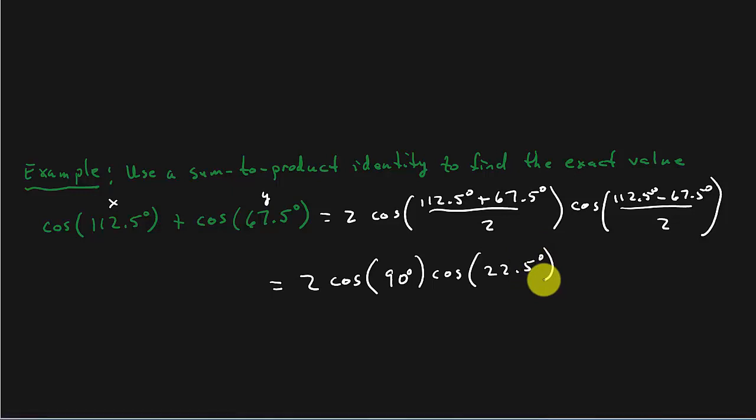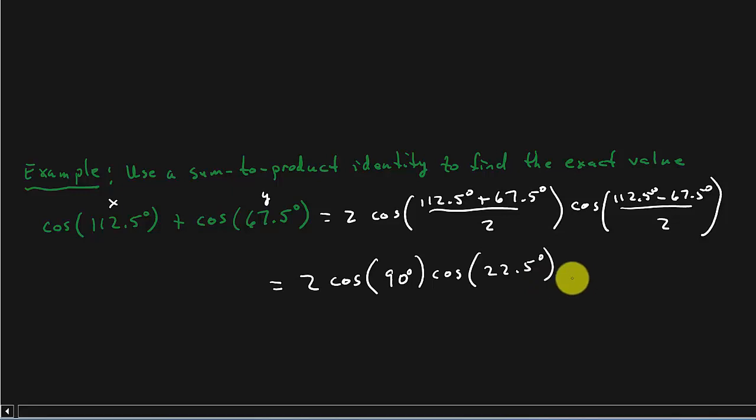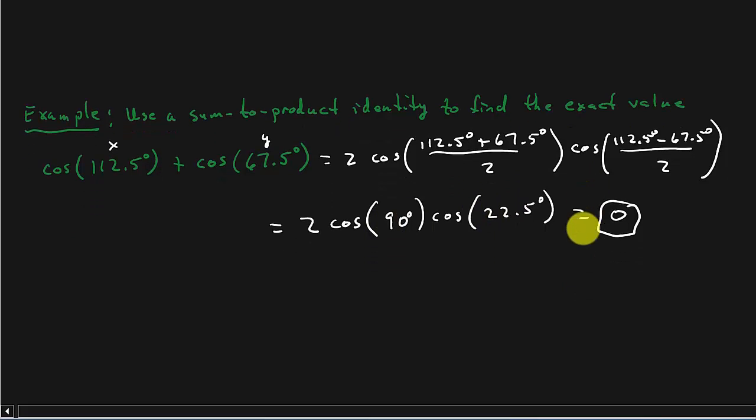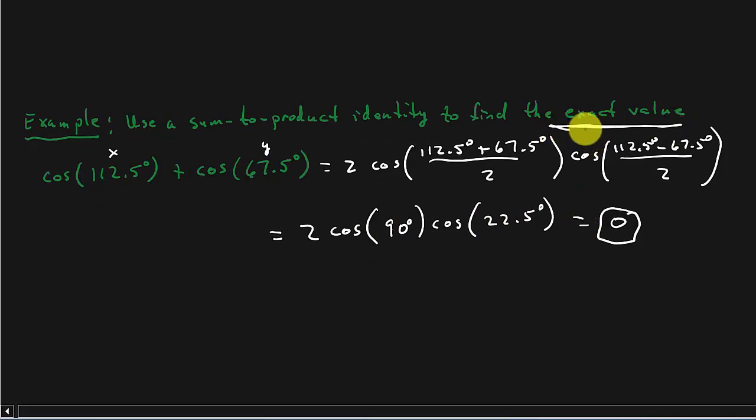Now, let's think about this for a second. We actually got lucky on this problem because this is just 0. And how do we know that? I don't care what this is, and I don't care about the 2. All I know is cosine of 90 degrees is 0. So 0 times whatever those are is just 0. But what if that was not 0? How would we solve for cosine 22.5? Because there's the magic word there, exact value.